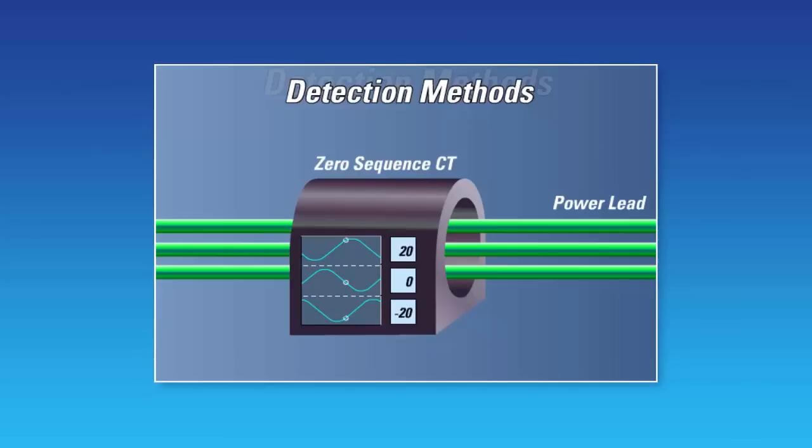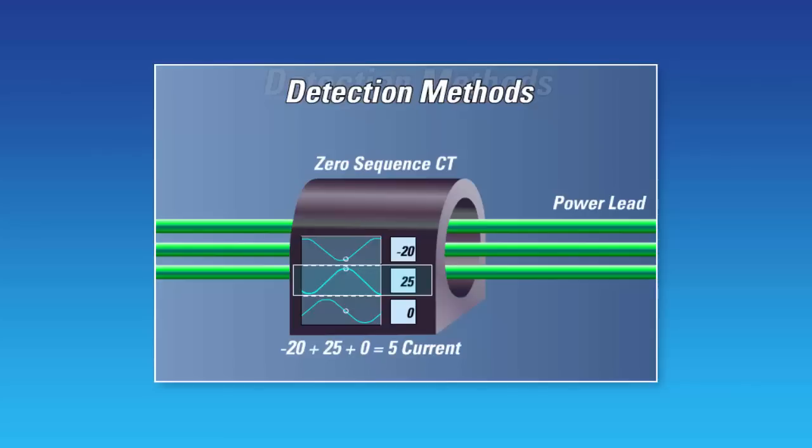All phase conductors are passed through the window of the same CT referred to as the zero-sequence CT. Under normal circumstances, the three-phase currents will sum to zero, resulting in an output of zero from the zero-sequence CT secondary. If one of the motor's phases were to short to ground, the sum of the phase currents would no longer equal zero, causing a current to flow in the secondary of the zero sequence. This current would be detected by the relay as a ground fault.